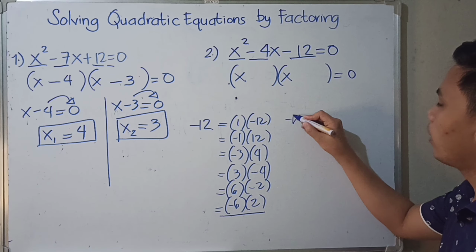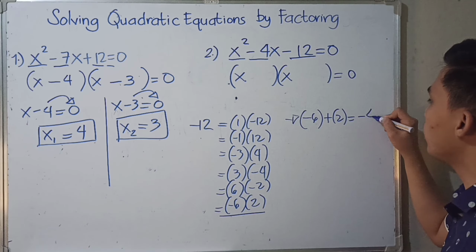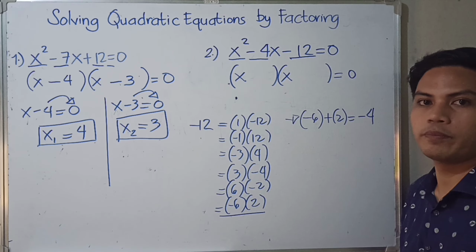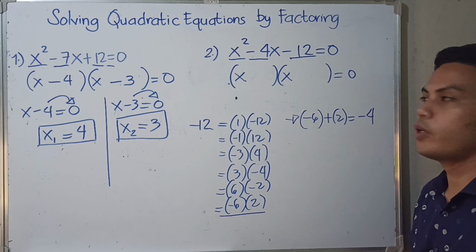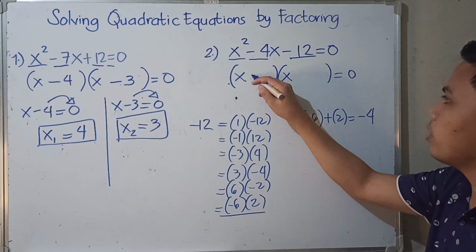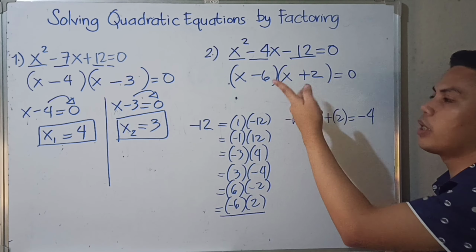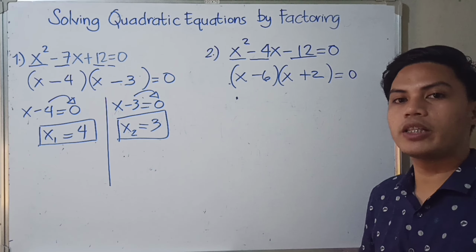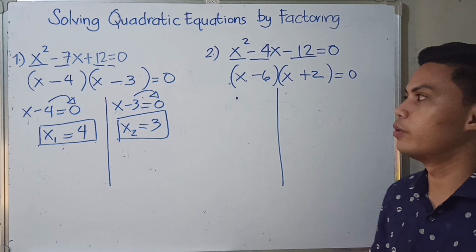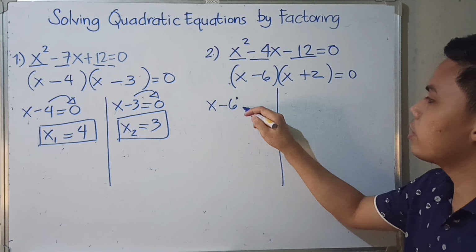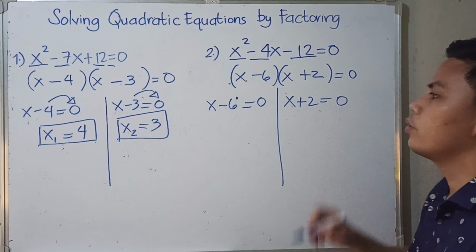Kasi nga, ang negative 6, pag kinombine natin sa positive 2, magiging equal to negative 4. Okay, which is equal to our second term or the numerical coefficient of the second term. So, ilalagay natin ngayon si negative 6 and positive 2 or minus 6 plus 2. Again, pwede silang magka-interchange. Since nakuha na natin yung dalawang factors, we're going to equate each factor to 0. So, we have x minus 6 is equal to 0 and x plus 2 is equal to 0.